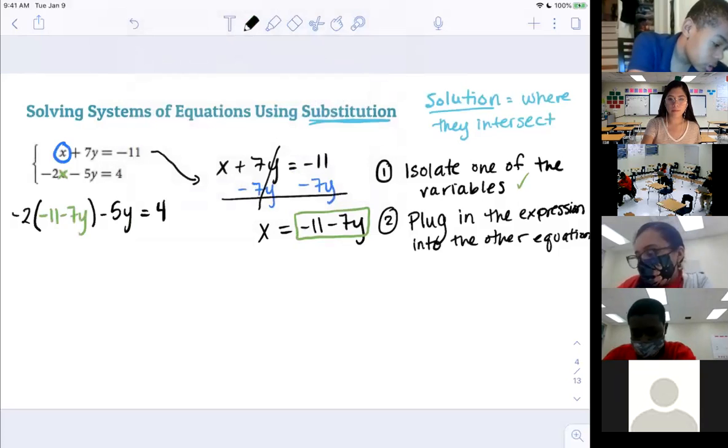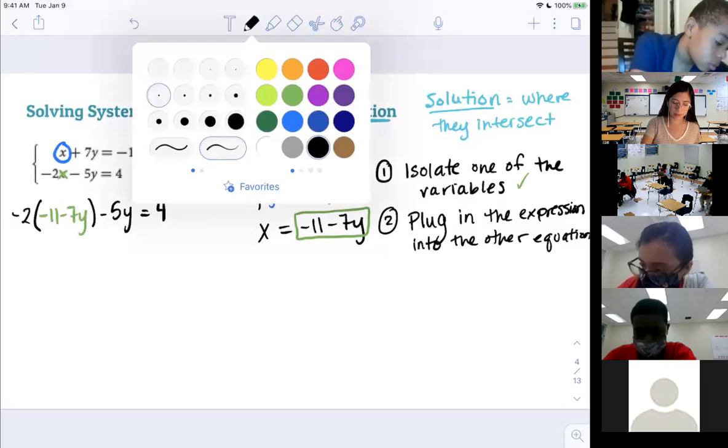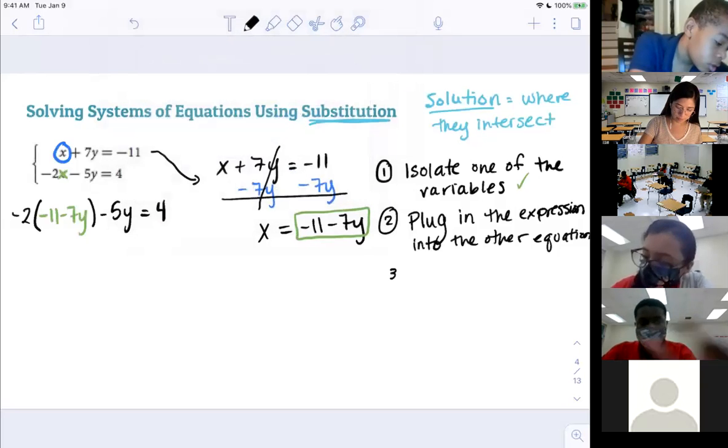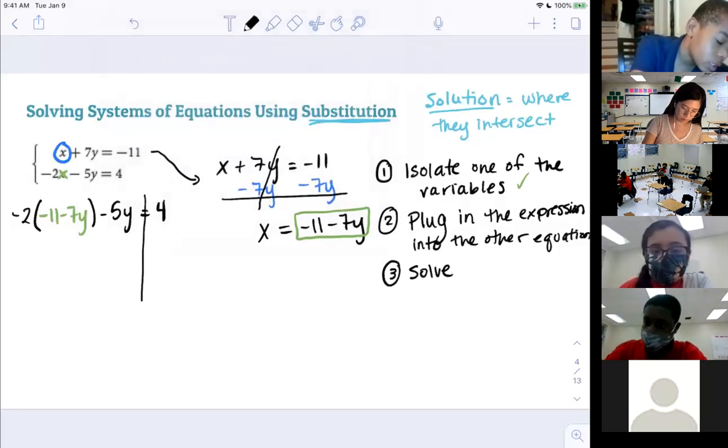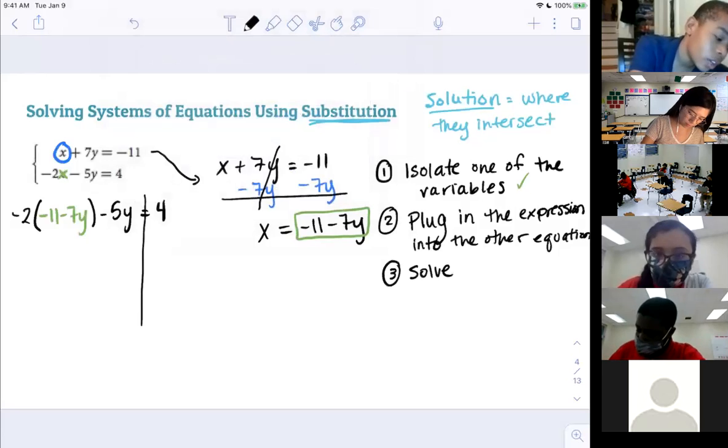22 plus... What do you guys think step 3 is going to be? Do the math, solve. So you get like a 22 plus 14y, and then minus 5y equals 4.